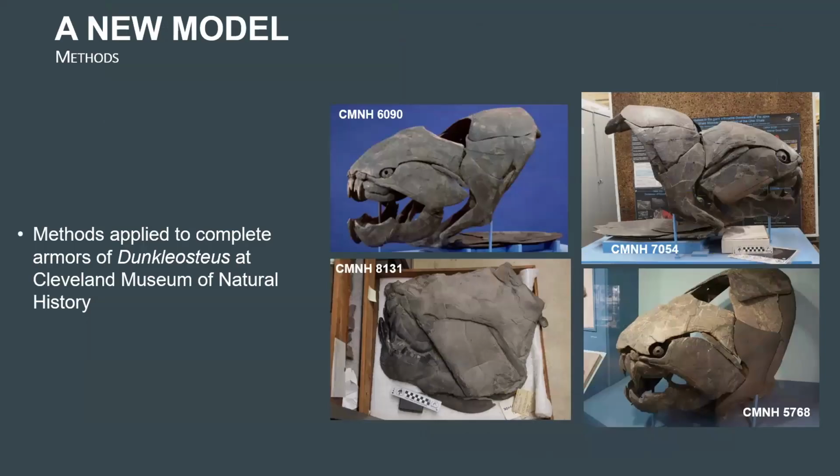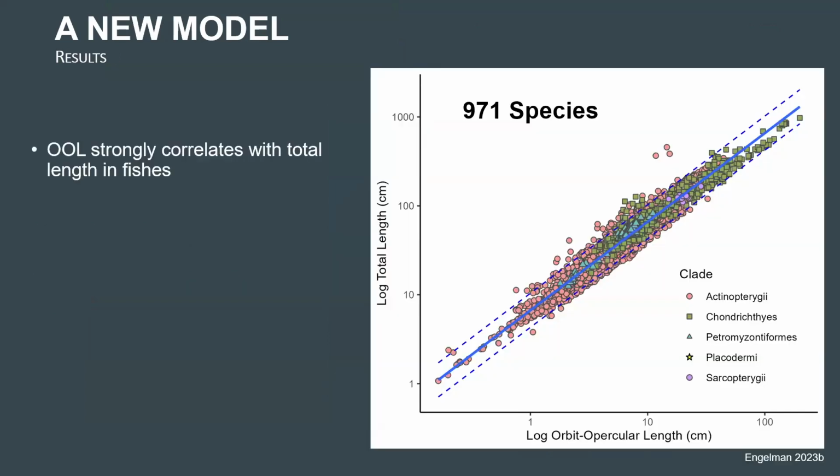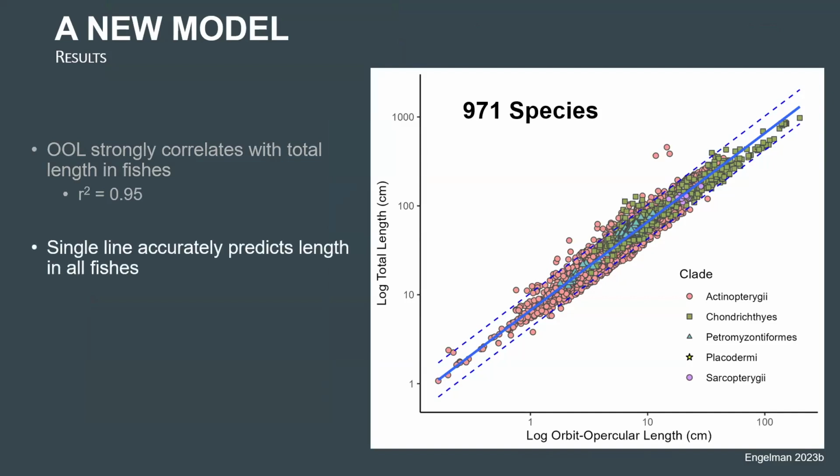And then I took these methods and I applied them to complete specimens of Dunkleosteus terrelli that were housed at the Cleveland Museum of Natural History. So what I got is that OL very strongly correlates with total length in fishes. The R-squared for this regression model is about 0.95, and a single line accurately predicts body length across all fishes. The average error in this sample is about 17.6% of whatever the actual length of the fish is. So if you have this measurement, you will be able to get a value that's usually within plus or minus 17% of the actual value, which is fairly good.